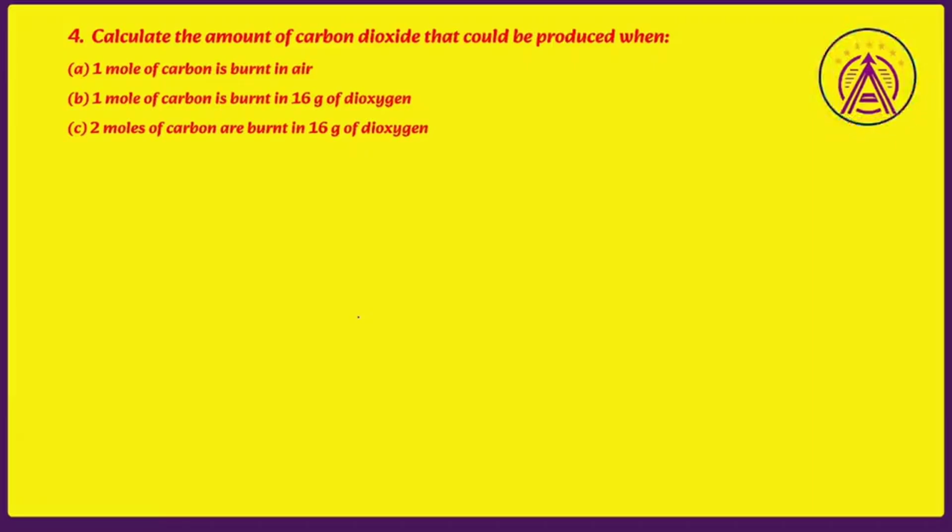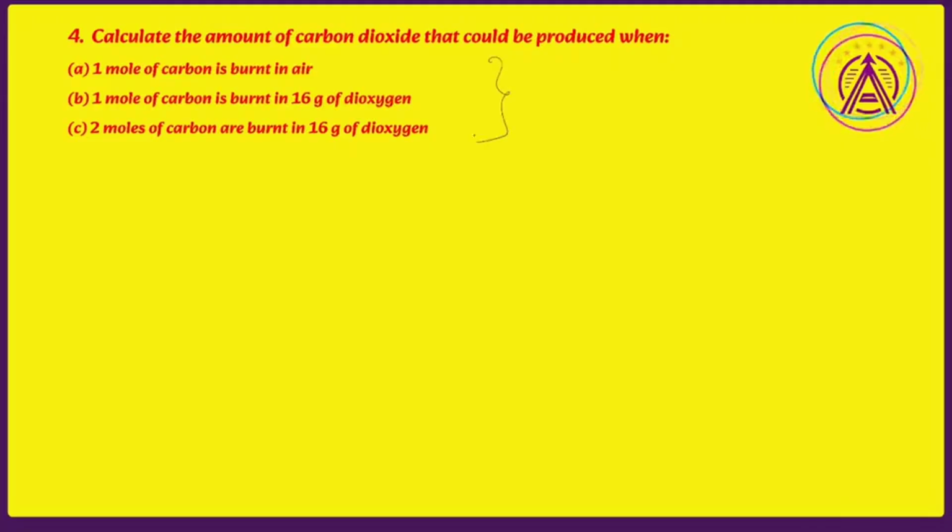Next question. Calculate the amount of carbon dioxide that could be produced when 1 mole of carbon is burnt in air, 1 mole of carbon is burnt in 16 grams of dioxygen, 2 moles of carbon are burnt in 16 grams of dioxygen. So remember over here, to work out this question, basically we'll have to understand what is the reaction.